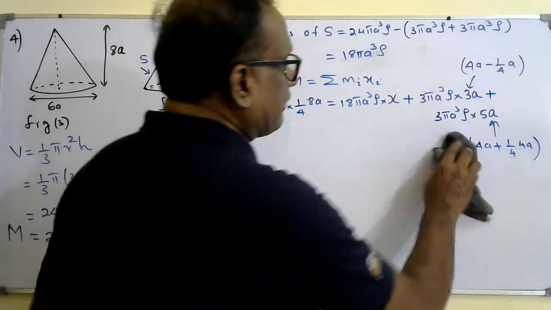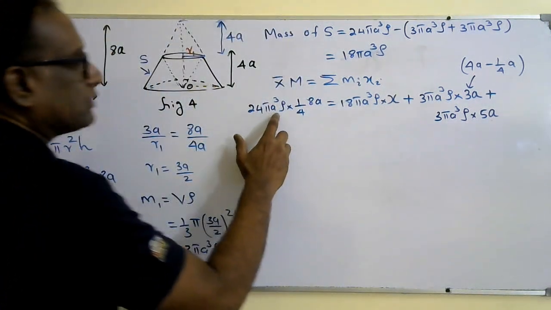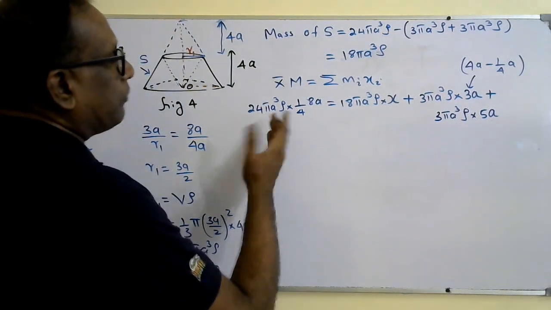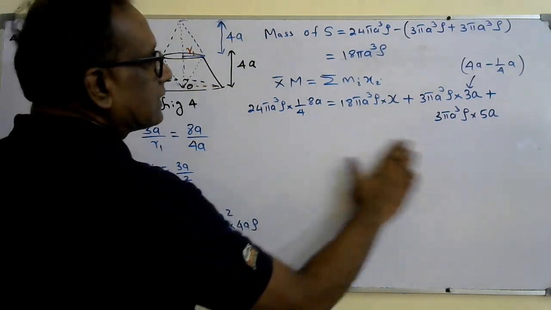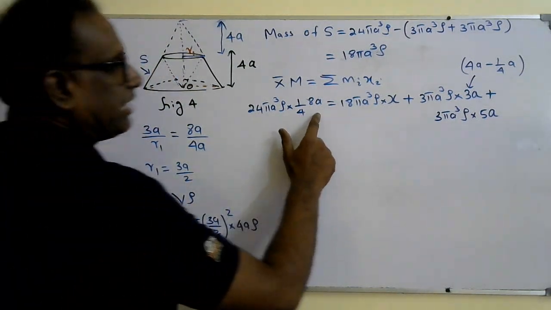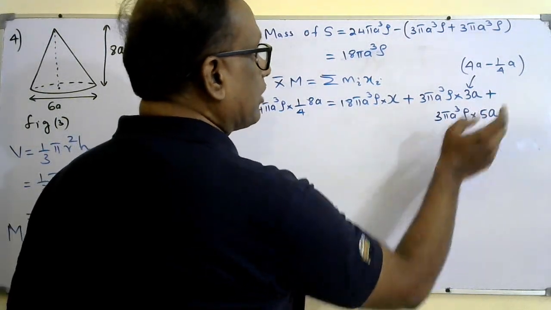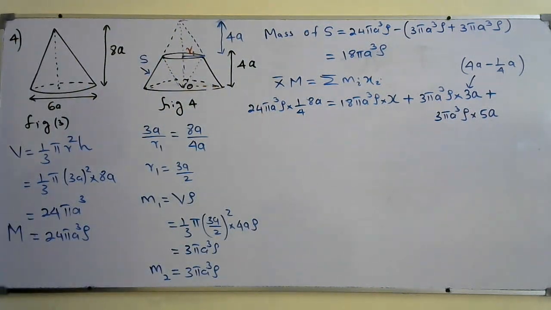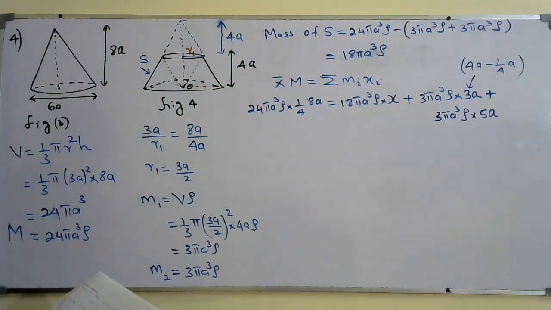All the a's, everything will get cancelled. So finally, here you know that rho will get cancelled. Pi will get cancelled. Anyway, it's a lot of numbers, you have to solve it carefully. So here a cube into a to the power 4. Here you will get the answer in a. Here again a to the power 4. Here a to the power 4. Solve it carefully and find the value of x.